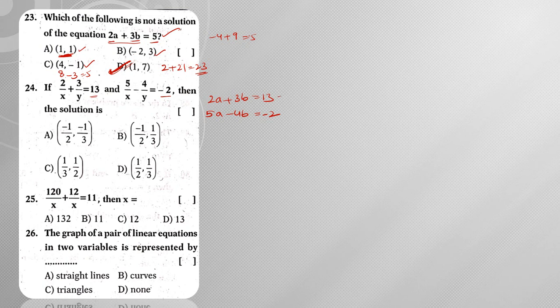So for that, what I am going to do is I am going to multiply this equation with 5. Then what I am going to get? So 10a plus 3 5s are 15b is equal to 65. This particular equation I am going to multiply with the 2. Okay, then I am going to get 10a minus 2 4s are 8b is equal to 2 into minus 2 is minus 4.